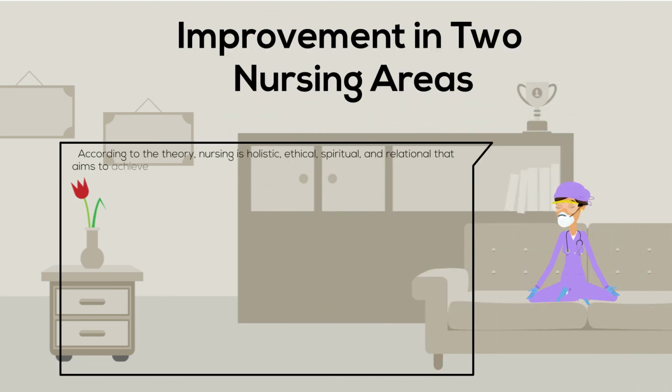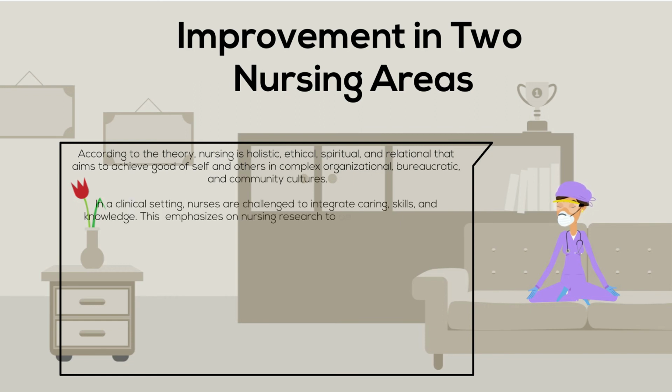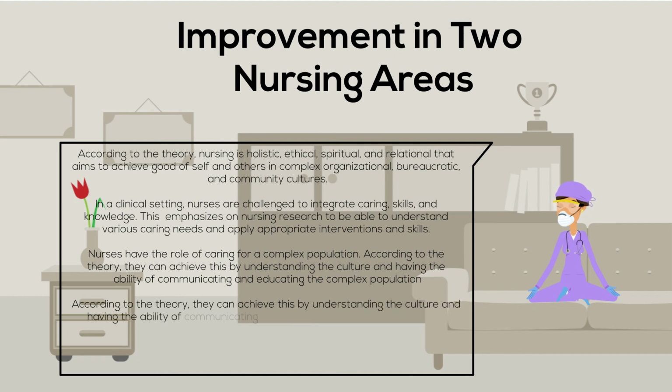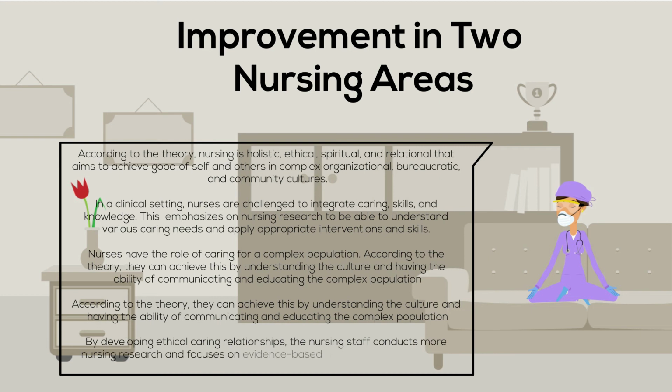Improvement in two nursing areas. According to the theory, nursing is holistic, ethical, spiritual, and relational, and aims to achieve good of self and others in complex organizational, bureaucratic, and community cultures. In clinical settings, nurses are challenged to integrate caring skills and knowledge. This emphasizes nursing research to be able to understand various caring needs and apply appropriate interventions and skills.